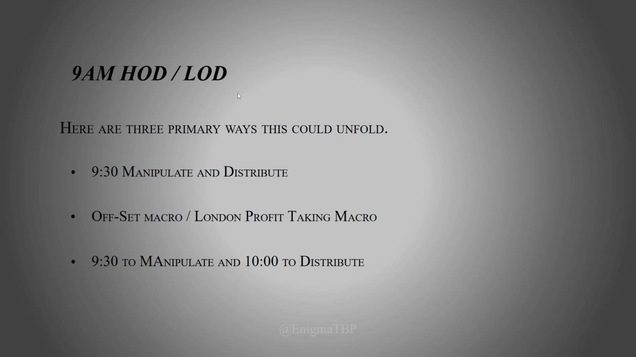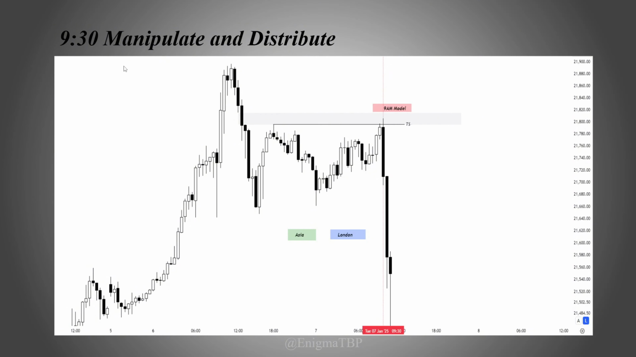So 9 a.m. high or low of day, there are three primary ways this could unfold as well. When 9:30 manipulates and distributes, offset macro, London profit taking macro, and when 9:30 manipulates and 10 a.m. distributes. So 9:30 manipulate and distribute. This is easily my favorite 9 a.m. model trade because this will give you the best and the highest probable trades.